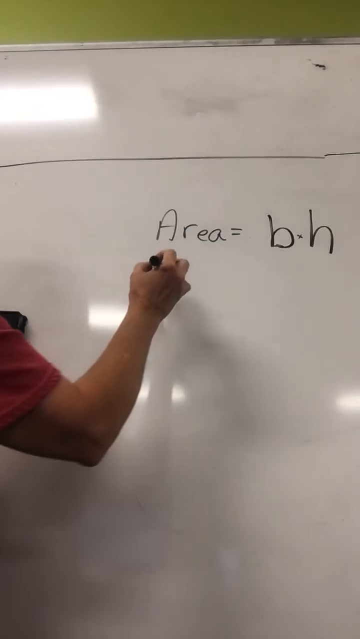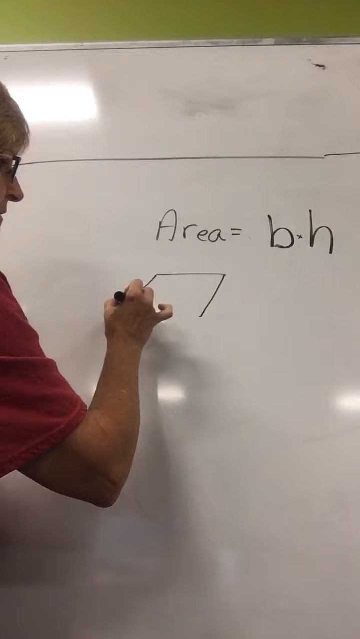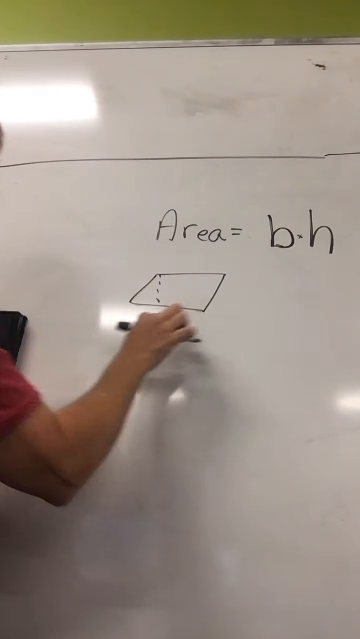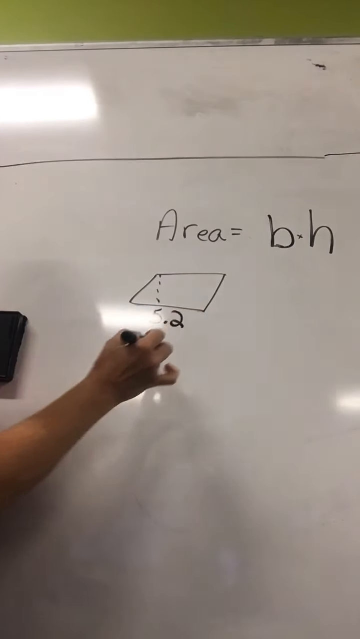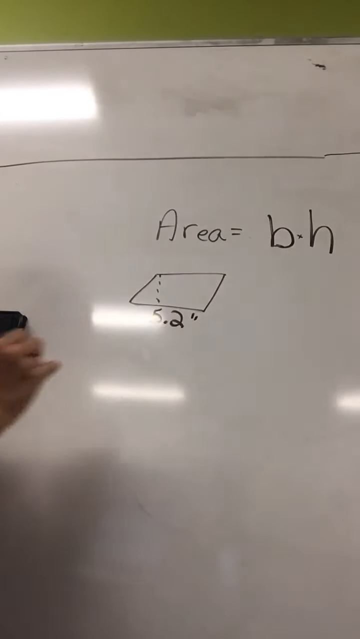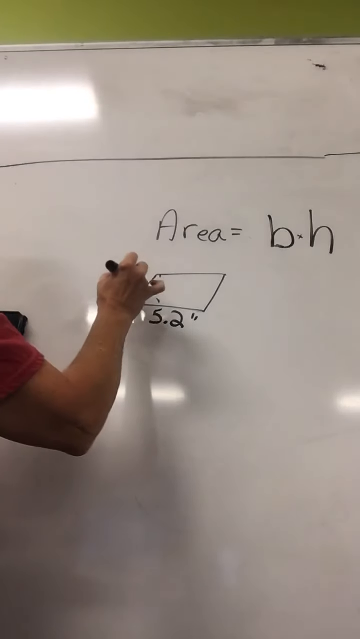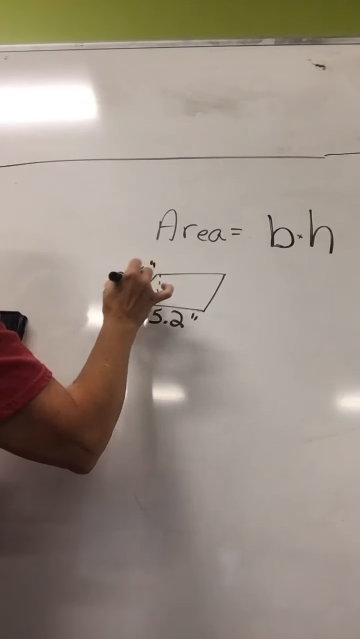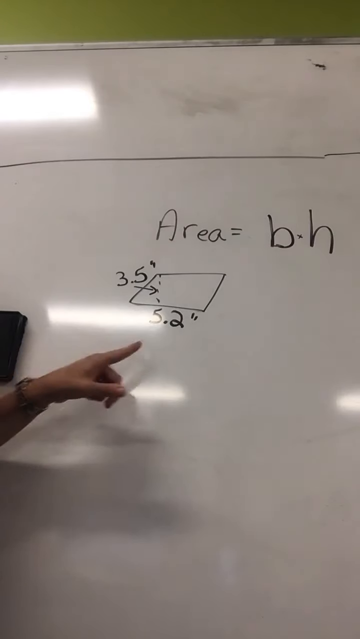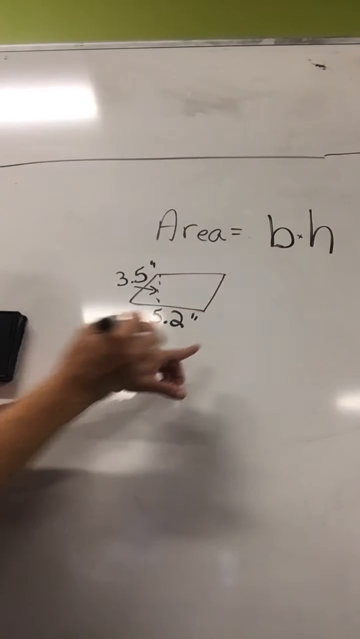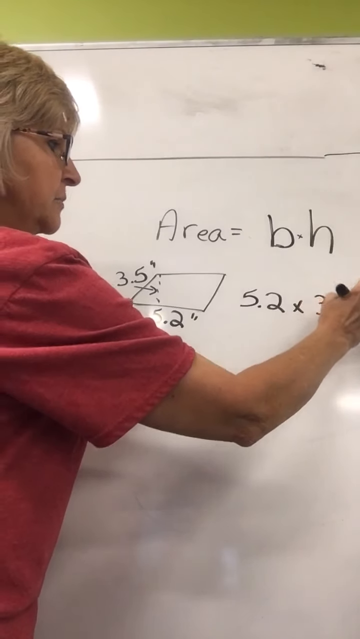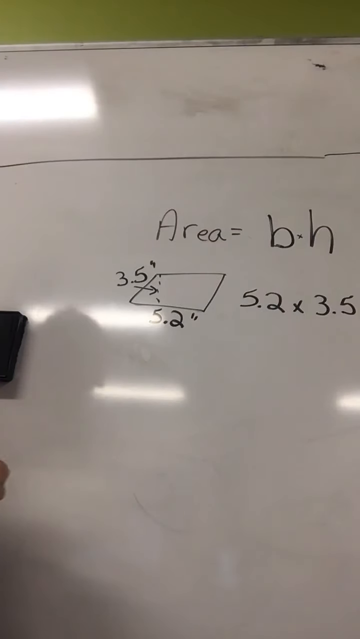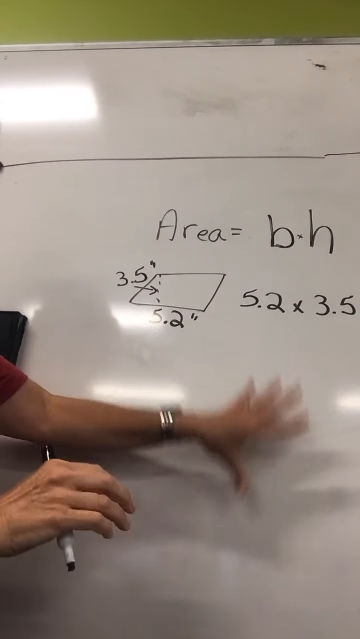Let's look at another one. If this is our parallelogram, remember this is our base. Let's say our base is 5.2 inches. And let's say our height is 3.5 inches. Again, I just do base times height. So I fill in the base, 5.2. I fill in the height, 3.5. Now that one we can't do in our head, or at least I can't. Probably you can't either. So we're going to have to actually work it out.